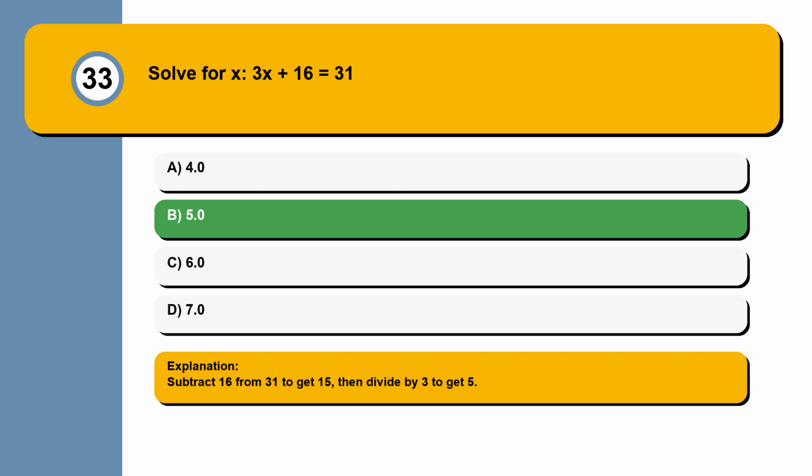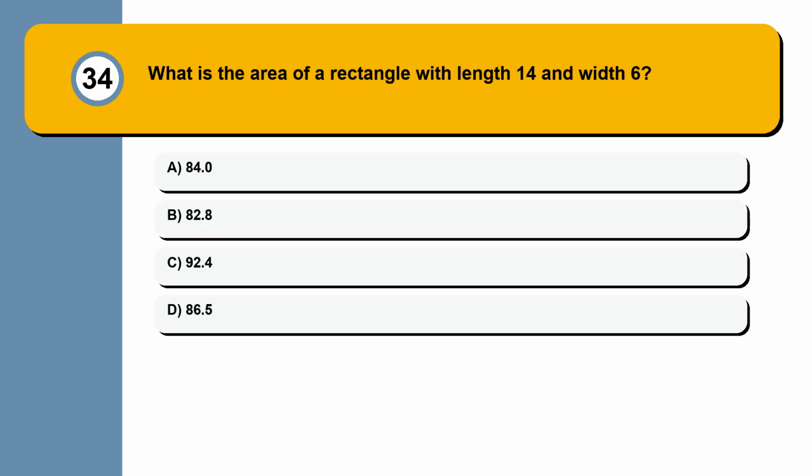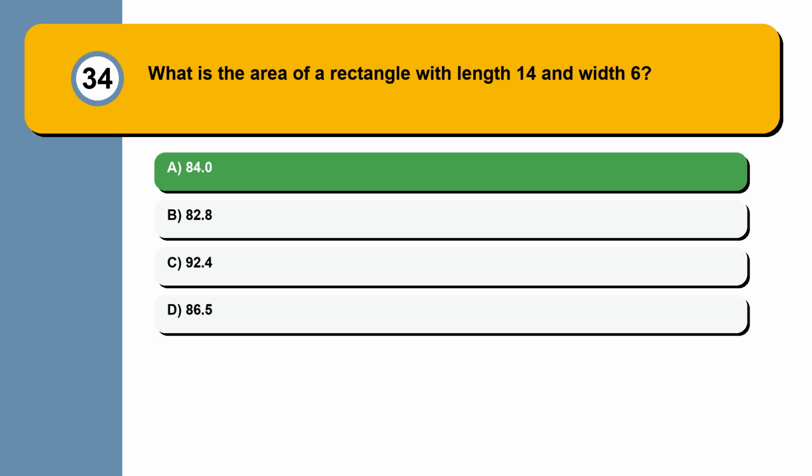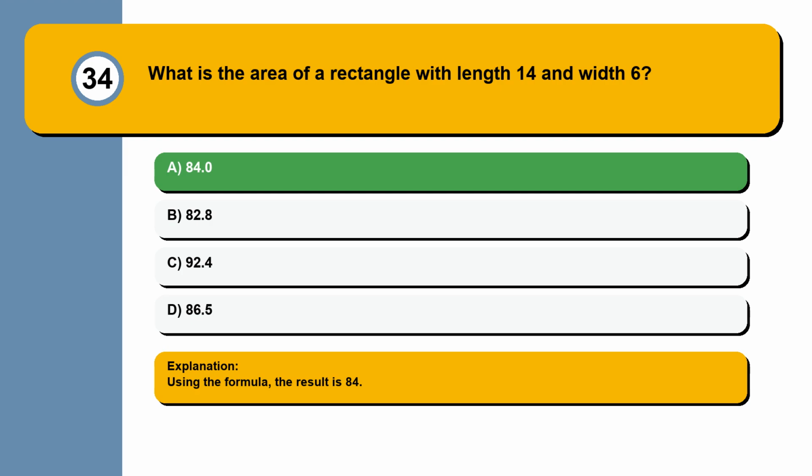Subtract 16 from 31 to get 15, then divide by 3 to get 5. Question 34. What is the area of a rectangle with length 14 and width 6? 84.0, 82.8, 92.4, 86.5. Using the formula, the result is 84.